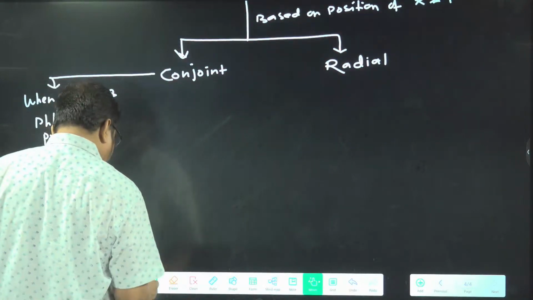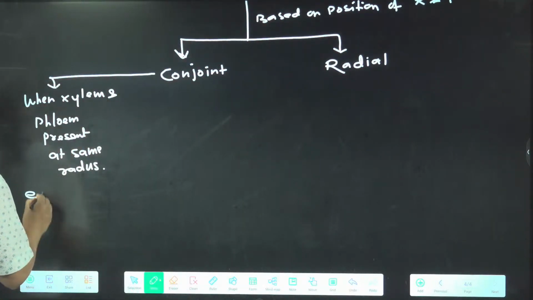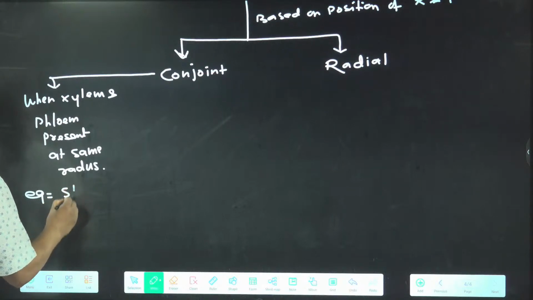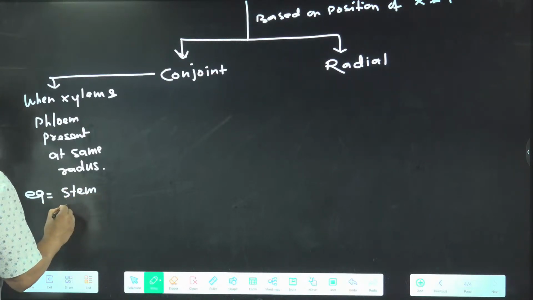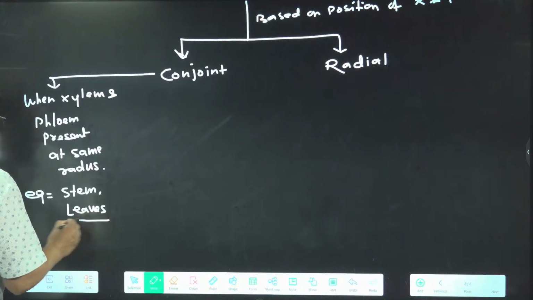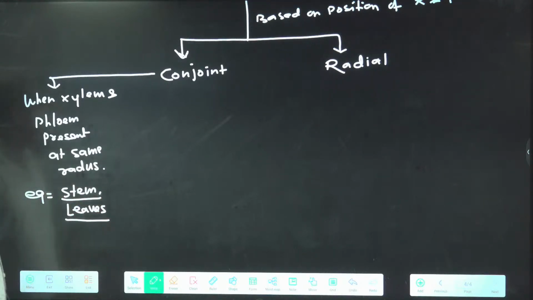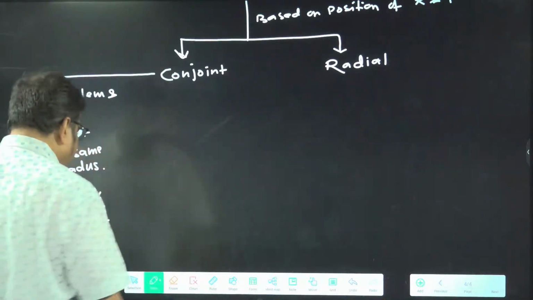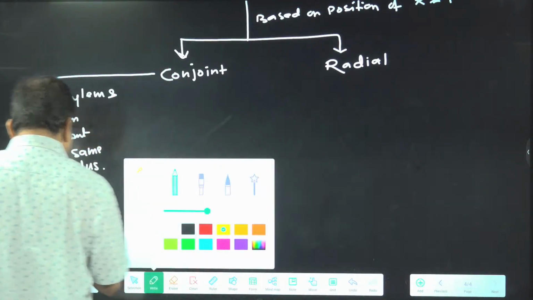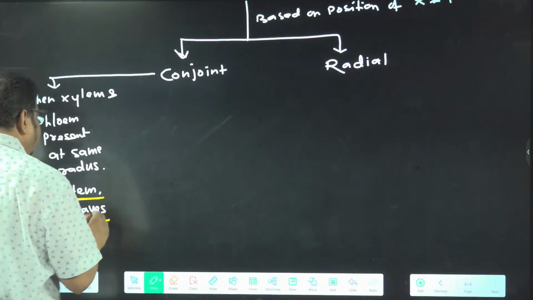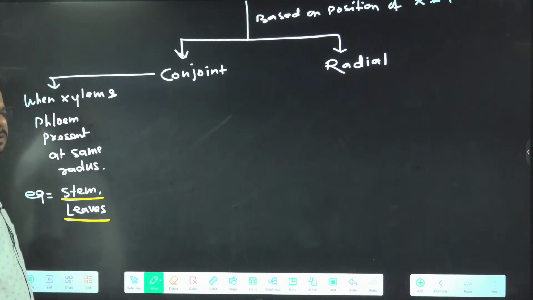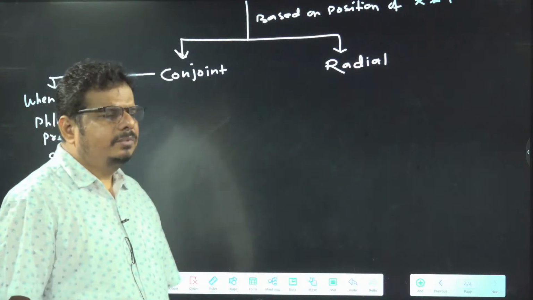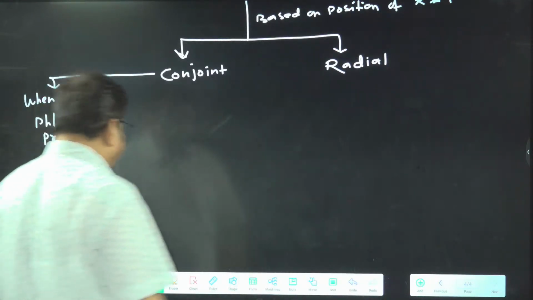As an example of conjoint tissue system, you will find it in the stem, and also you will find it in which one? Leaves. So in a stem and leaf, xylem and phloem are present on which radius? Same radius. Is it clear in the mind? I will also draw the diagram, but wait, first let me write everything. So in a conjoint vascular tissue system, xylem and phloem are present on the same radius.